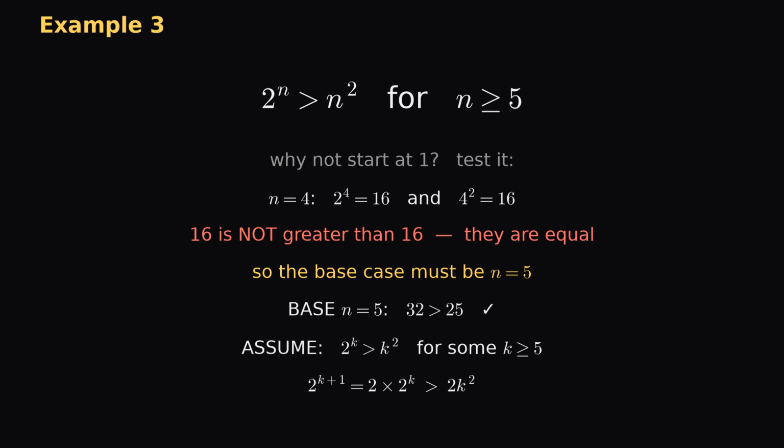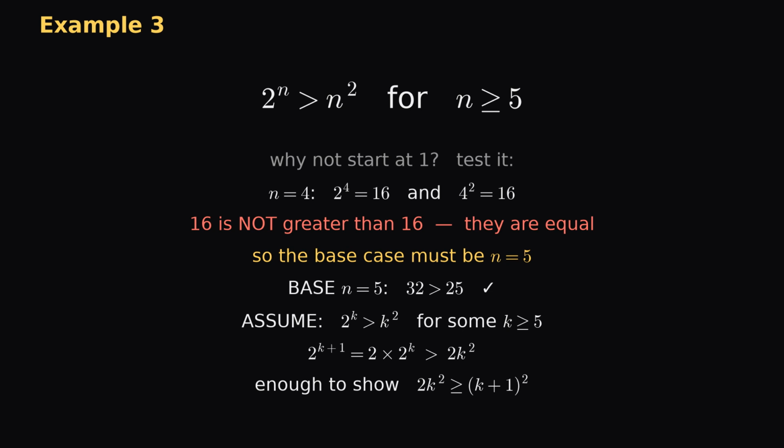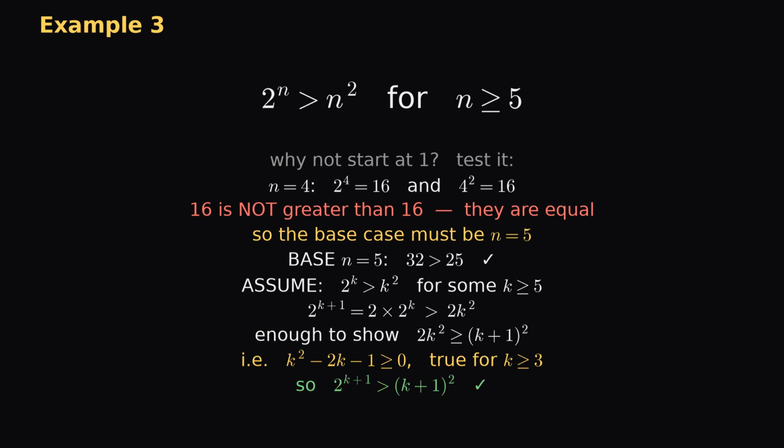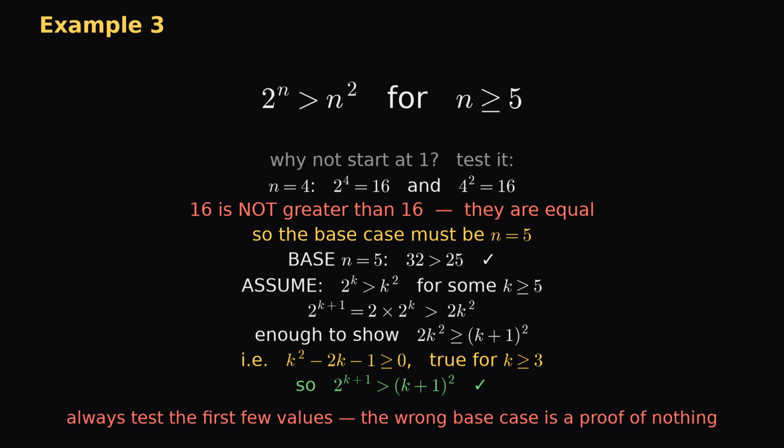The step. 2^(k+1) is 2 times 2^k, which is greater than 2k². And now it is enough to show 2k² is at least (k+1)². Rearrange that and you get k² − 2k − 1 greater than or equal to 0, which holds for k at least 3, and our k is at least 5. So 2^(k+1) is greater than (k+1)².